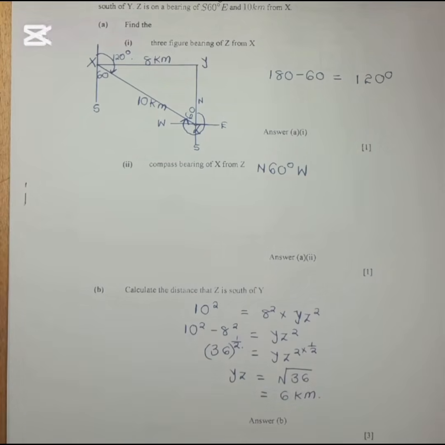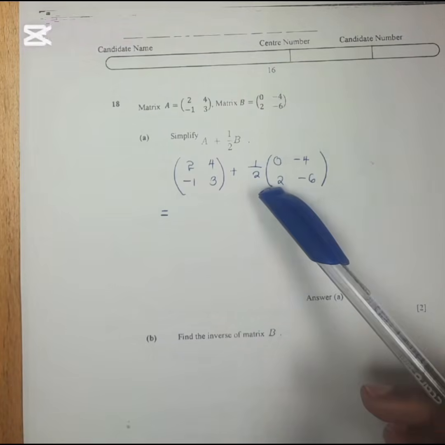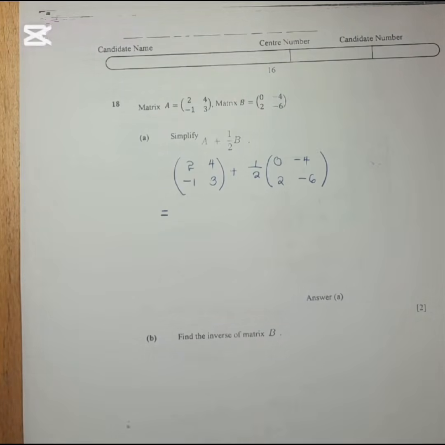So that was all about number 17. Let us proceed to number 18. Number 18 was a question on matrices. We are having matrix A and matrix B. We are supposed to simplify A plus half B. So we first need to multiply matrix B by half. Half is going to affect every element that is in the brackets.